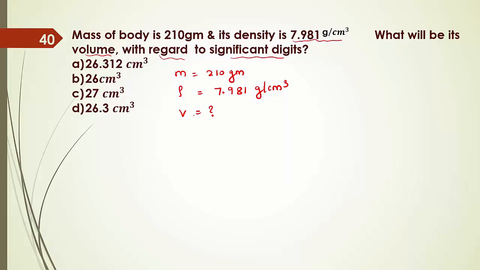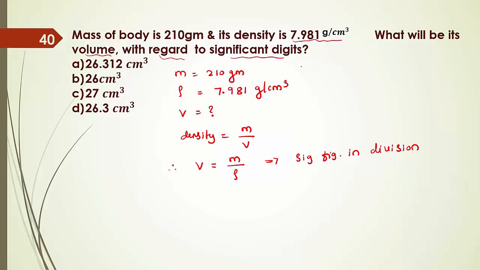Yes, we know that mass per unit volume gives density. You can remember this equation: density equal to mass per unit volume. So therefore V equal to m divided by rho. So this is significant figures in which arithmetic operation? This is division, m over rho. For the division operation, we know that the final result should contain the least number of significant figures.